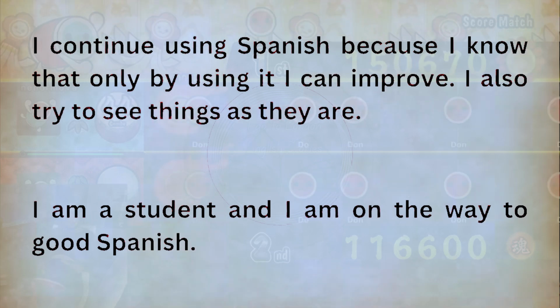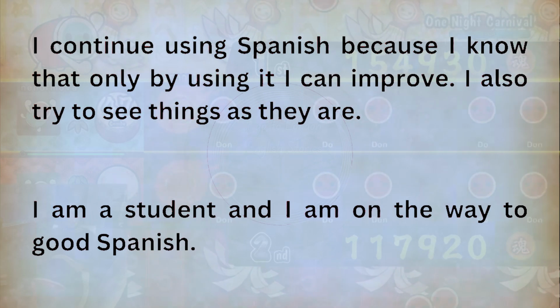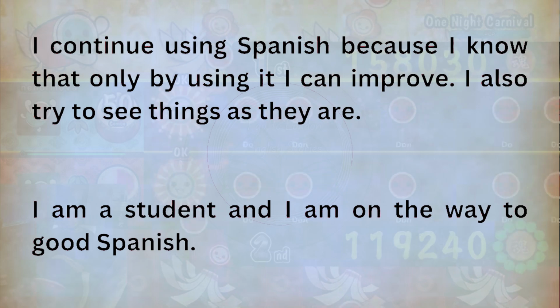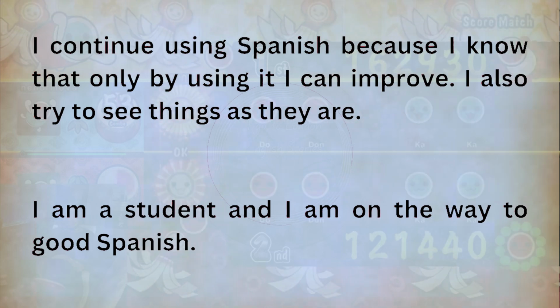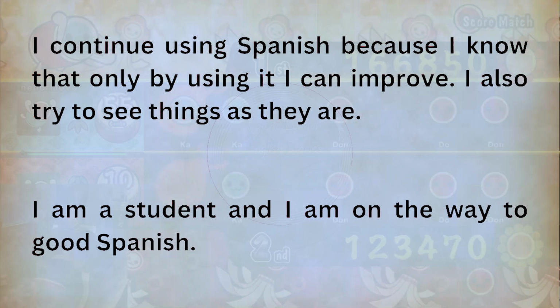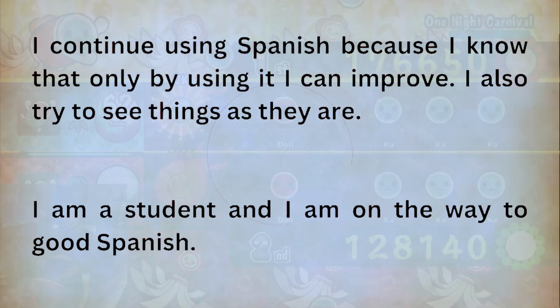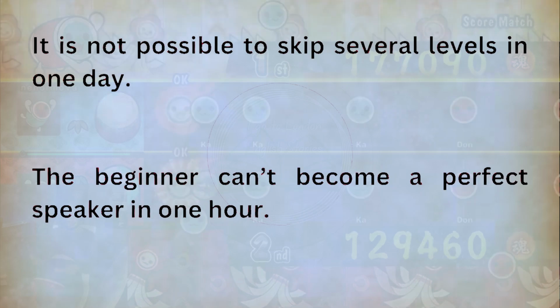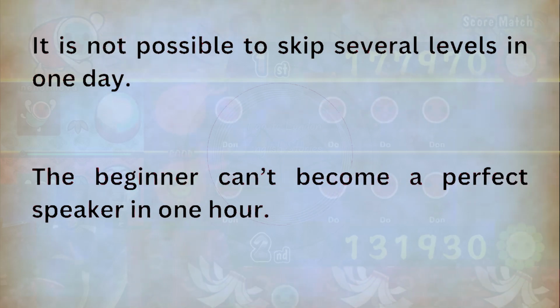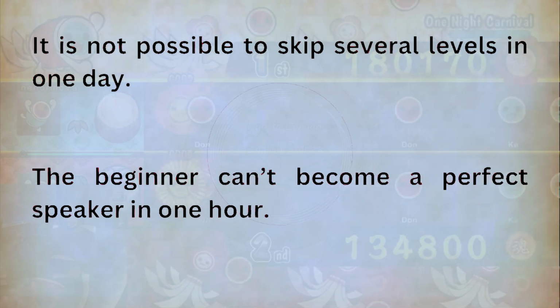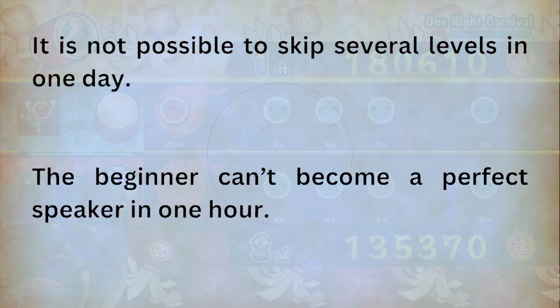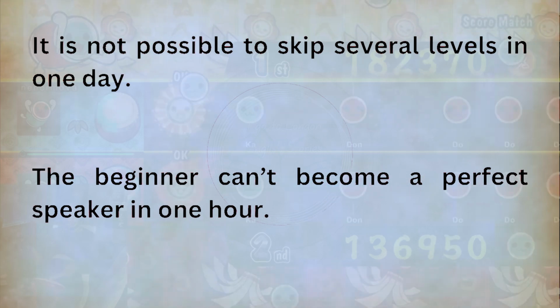I continue using Spanish because I know that only by using it I can improve. I also try to see things as they are. I am a student and I am on the way to good Spanish. It is not possible to skip several levels in one day. The beginner can't become a perfect speaker in 1 hour.